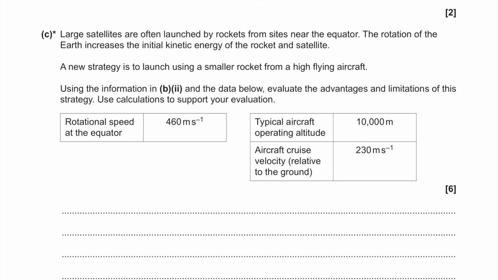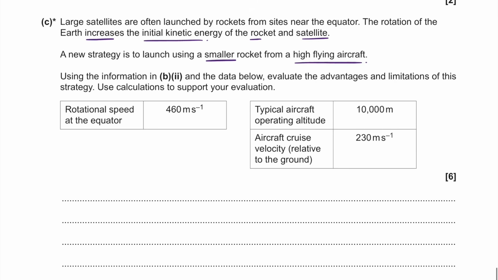Large satellites are often launched by rockets from sites near the equator. The rotation of the Earth increases the initial kinetic energy of the rocket and the satellite. A new strategy is to launch using a smaller rocket from a high-flying aircraft. Use the information in part B II and the data below. Evaluate the advantages and limitations of this strategy. Use calculations to support your evaluation. We've been given a bunch of numbers. The rotational speed at the equator is 460 meters per second.